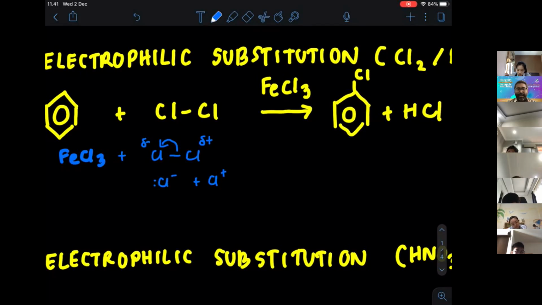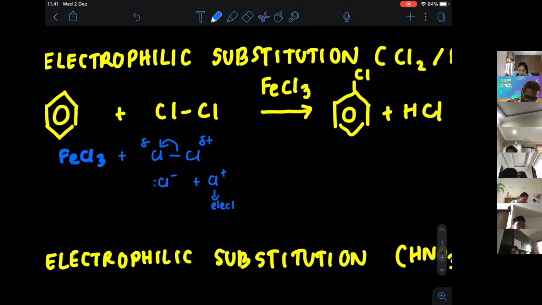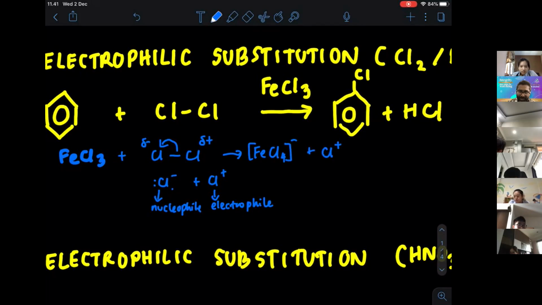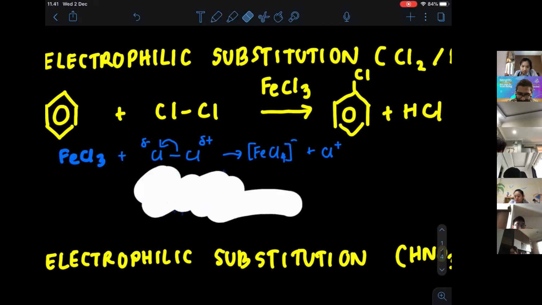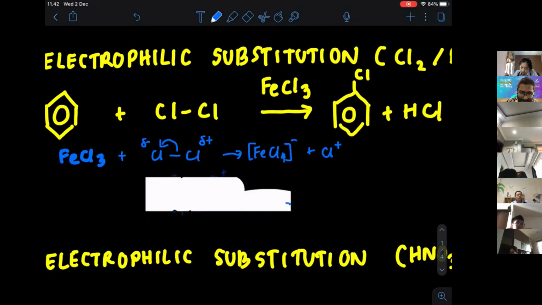You are going to get two things over here: one is the electrophile, the electron deficient species, and the other is the nucleophile. In this case, we are interested in the electrophile. What happens is you are going to have FeCl4 minus, because the Cl minus joins with the FeCl3. That gives you this molecule, leaving Cl plus, which is going to be our electrophile.